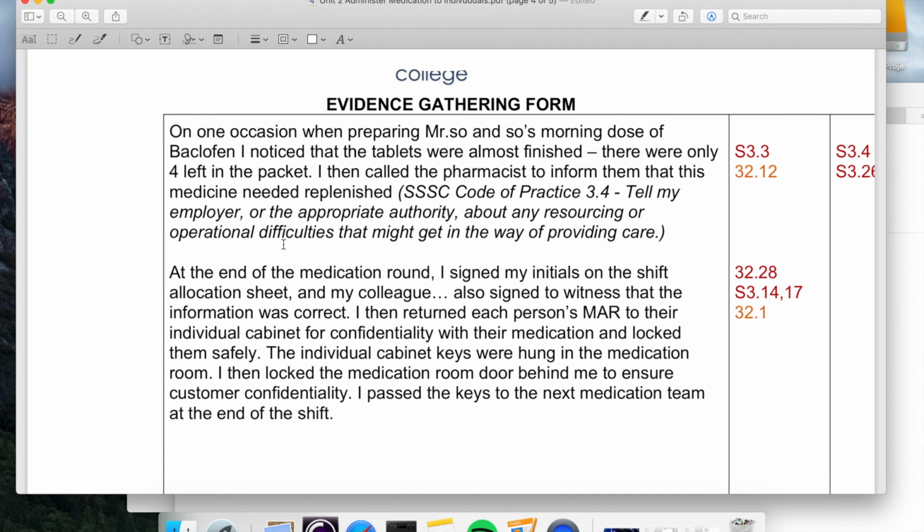Finally, you can include, at the end of medication round, I signed my initials on the shift allocation sheet and my colleague so-and-so also signed to witness that information was correct. I then returned each person's marksheet to their individual cabinet. I then locked the medication room door behind me to ensure customer confidentiality. Then I passed the keys to the next medication team at the end of the shift.